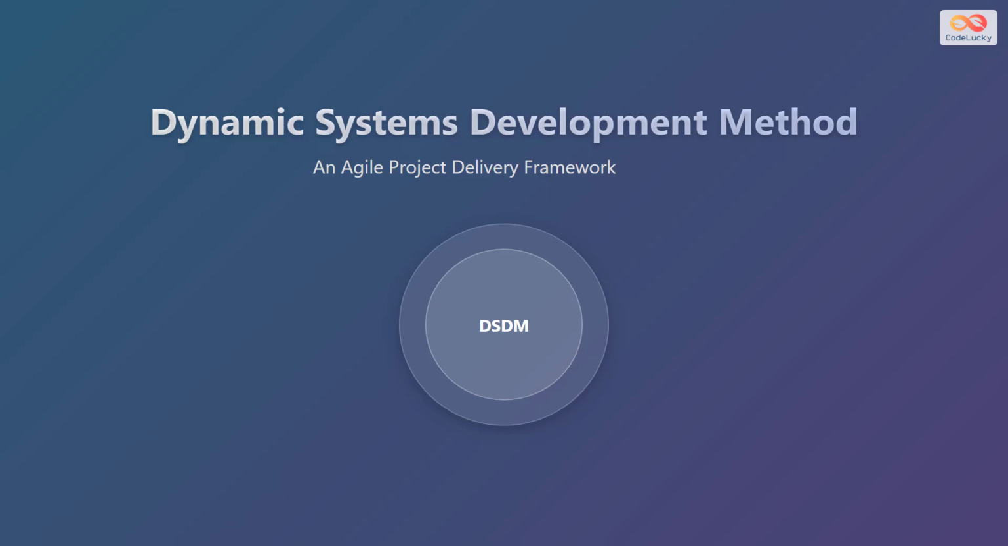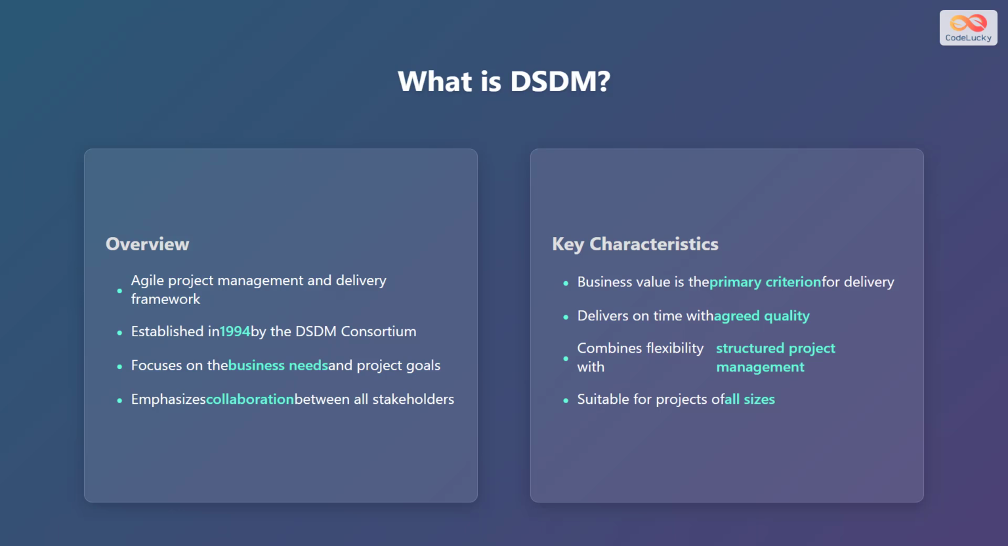Dynamic Systems Development Method, also known as DSDM, is an Agile project delivery framework. It provides a structured approach to Agile project management and delivery. DSDM focuses on delivering business value within set timeframes and agreed quality criteria. Let's explore what DSDM is all about.